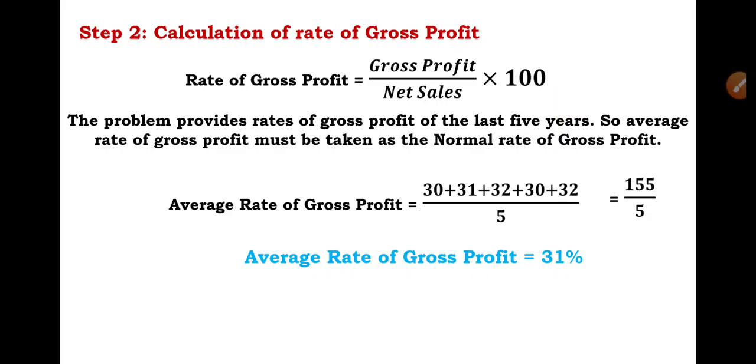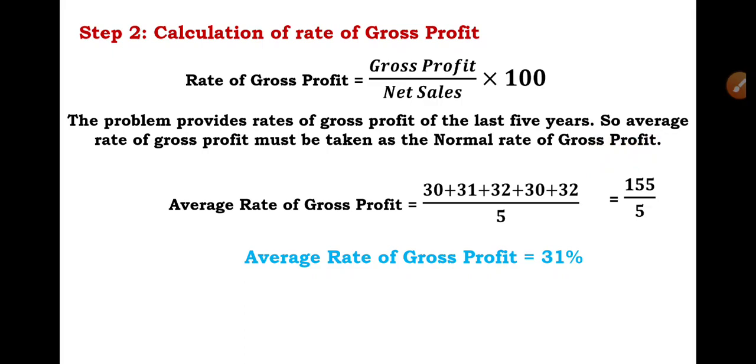But the problem provides rates of gross profit of the last 5 years. So the average rate of gross profit must be taken as the normal rate of gross profit. I already told you that. In the question they have given the last 5 years' rate of gross profit, so we don't need to go with preparation of a trading account. Based on the last 5 years' rates, we have to find the average gross profit ratio, and that will be considered as the normal rate of gross profit. How can you calculate that?